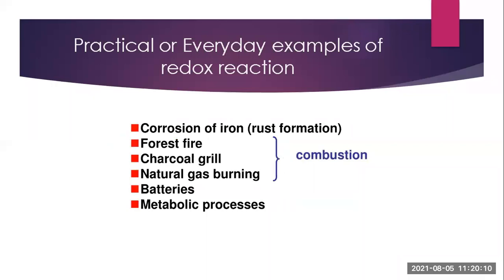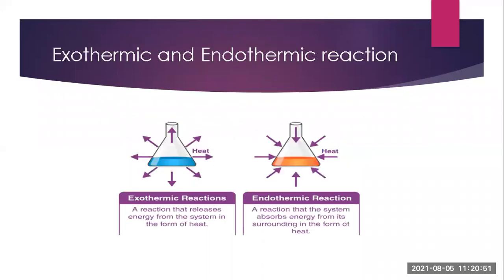Okay, practical or everyday examples of redox reactions are corrosion of iron, which we had already seen, because iron reacts with oxygen, and in that case rusting or rust formation takes place. Then forest fire, charcoal grill, and natural gas burning are also examples. Then batteries: after a few days you can see a few rusting-type deposits appear. Then metabolic processes. These are all examples of redox reactions. That means both reduction and oxidation take place.